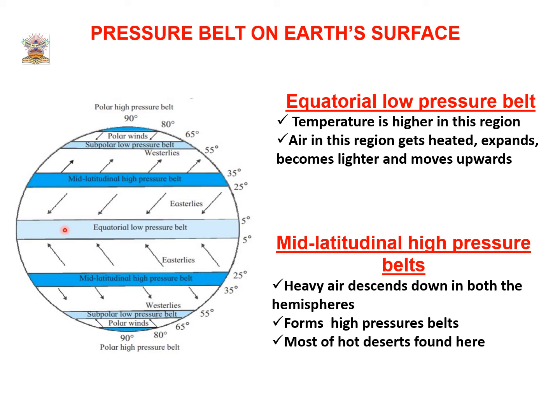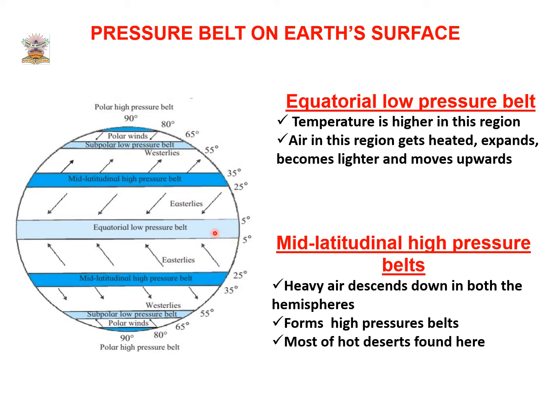We know near the equator it is very hot. So the temperature is higher in this region. So air in this region gets heated, it becomes light, it expands and it moves upwards. So when the air is light, this goes on continuously. So which belt is formed over here? A low pressure belt between the parallels of 5 degrees north and 5 degrees south.